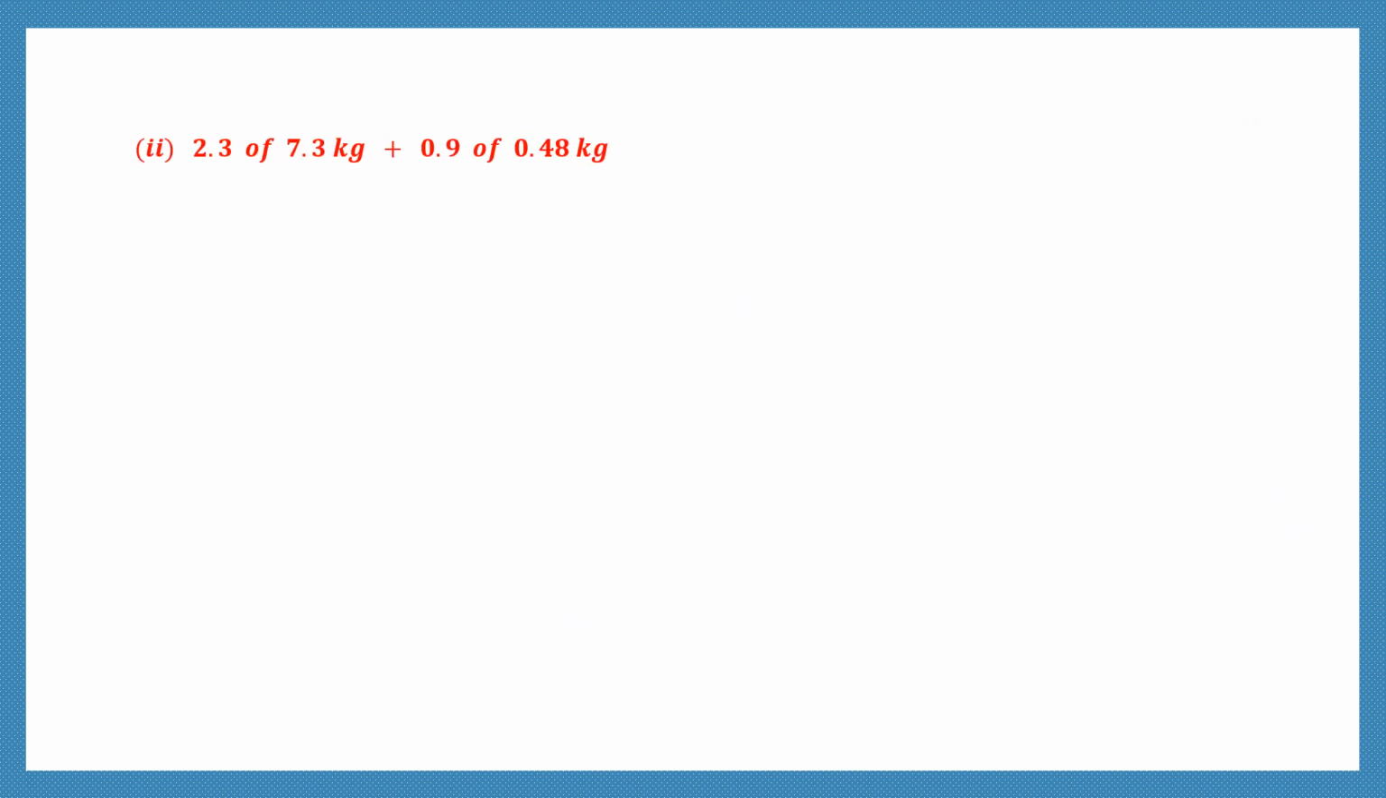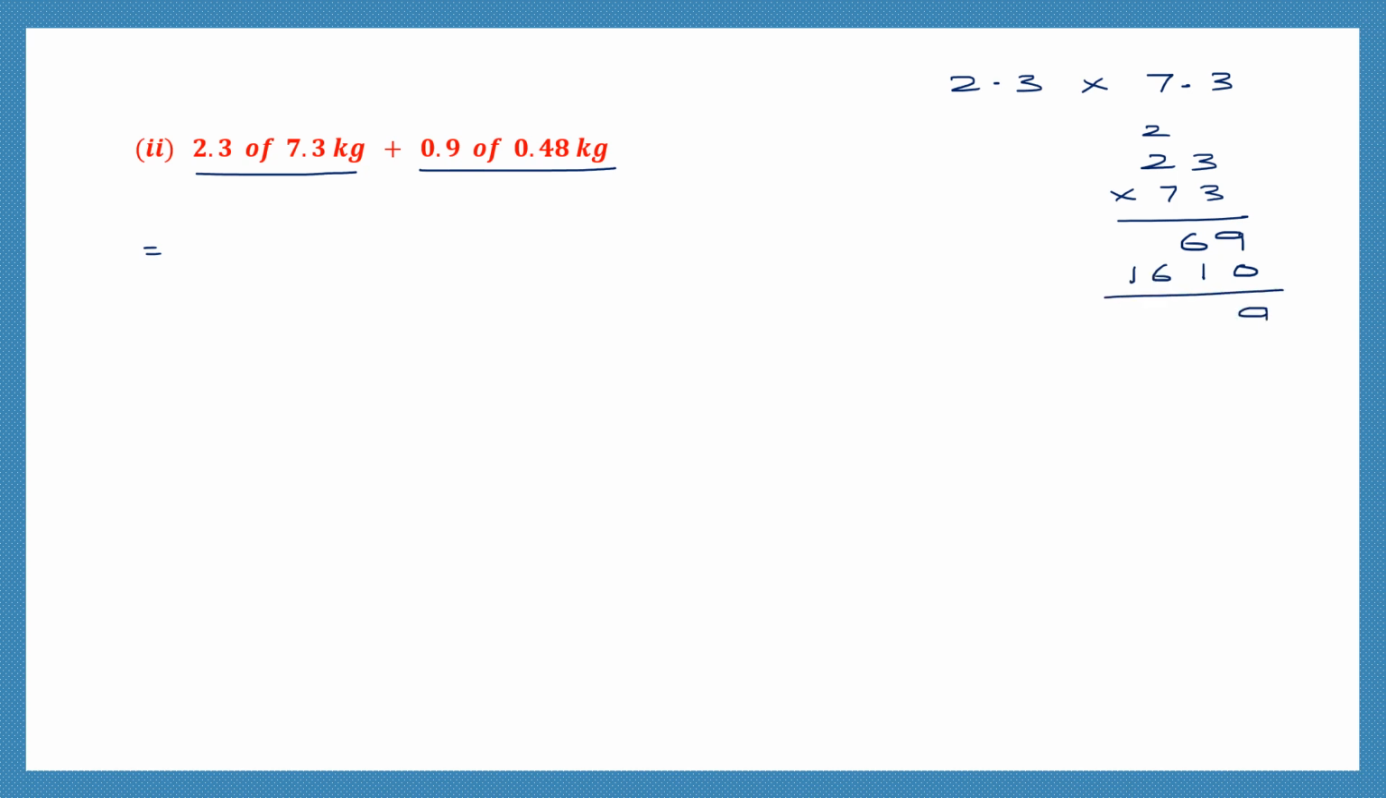Next question. Here also we have "of", then we have addition and "of" again. So we're going to do "of" first. So this will be 2.3 of 7.3 kg. Let's work it out. 2.3 of is into 7.3. So let's ignore the points and multiply. 23 into 73. 3 3s are 9. 3 2s are 6, 0. 7 3s are 21. Carry 2. 7 2s are 14, 15, 16. So here we have 9, 7, 6 and 1.